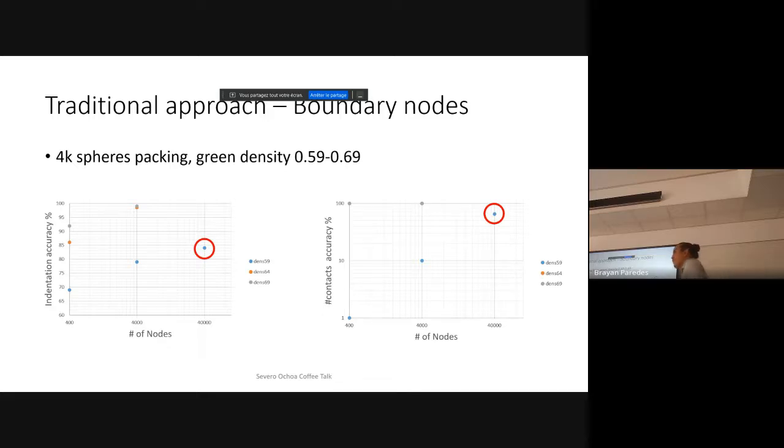Sorry, can you explain a little bit better what you're measuring? Your indentation accuracy with respect to what? The indentation, I have a packing of 4,000 perfect spheres. Yeah, and so for spheres, I already have this problem for a small indentation.